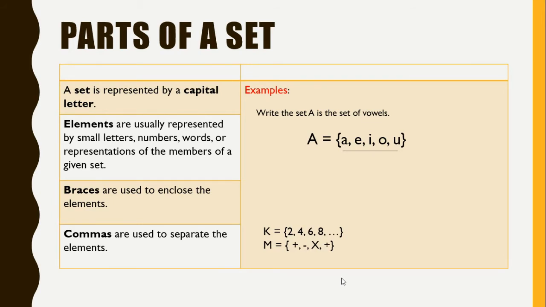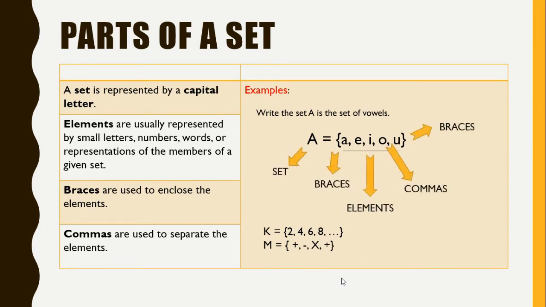Next are the braces, which are used to enclose the elements. So we can say that whoever is inside the braces, they are the elements of the given set. And of course, commas, they are used to separate the elements. Our example here is set A, which is the set of vowels in our alphabet. There is our capital letter, which is the name of the set, A.